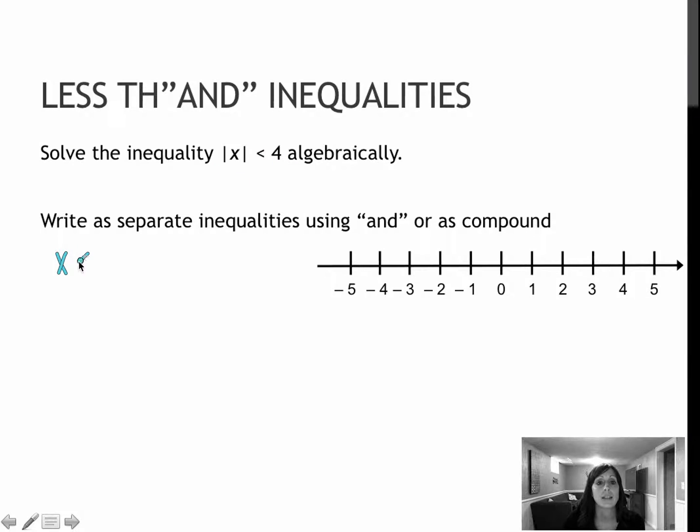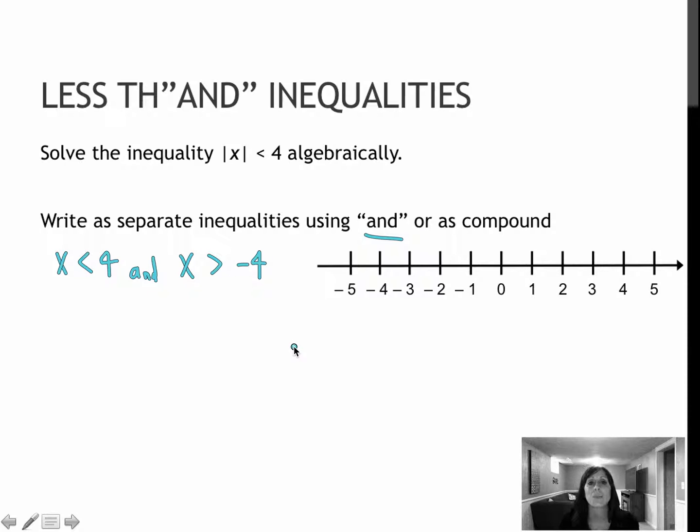So x is less than 4, just like we did when it was an equal sign or an equation. And the second time I wrote it as x equals -4, but this is now an inequality. So instead of less than, I'm going to write greater than -4. Just like when you multiply by a negative, you flip the inequality. It's the same concept. And here, I'm going to write an "and" in between.